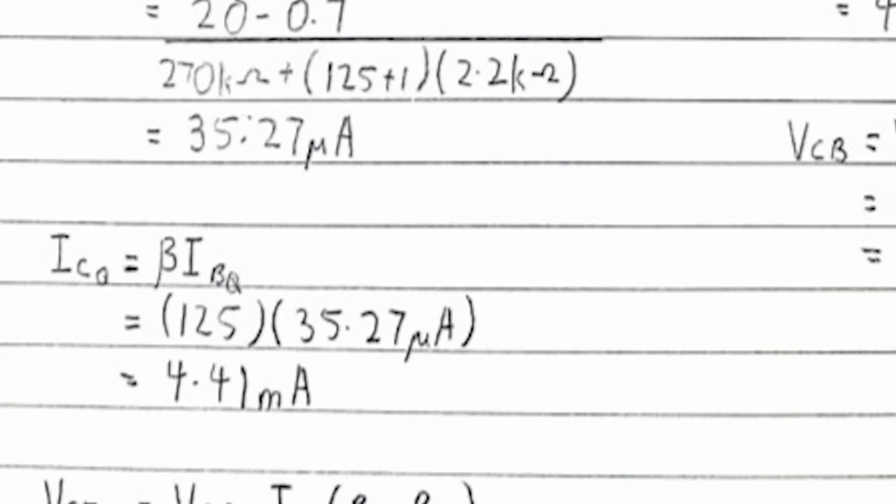To calculate the value of IC, the formula is beta times IB. So the value of beta is given 125 and the value of IB is obtained as 35.27 microampere.